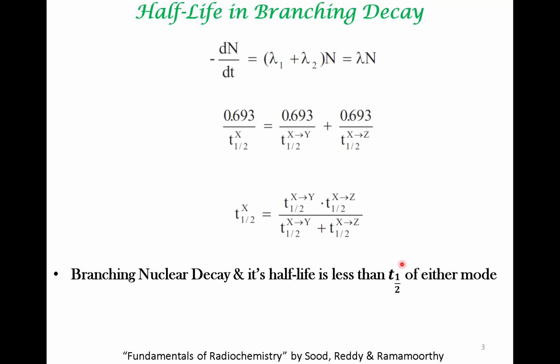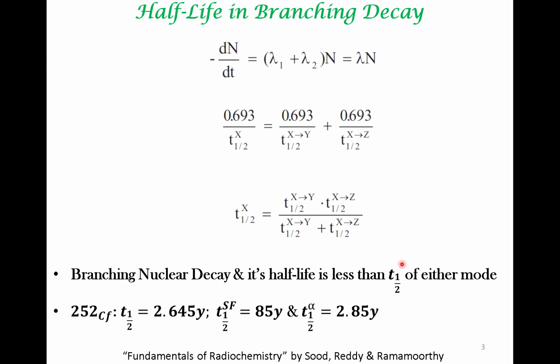Let's try to look at it more in an intuitive manner. So here, what is stated is for californium, the T half for spontaneous fission is 84 years, and T half for alpha decay is 2.85 years. This itself tells something. What does it suggest?